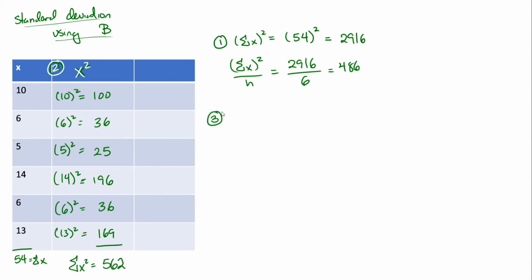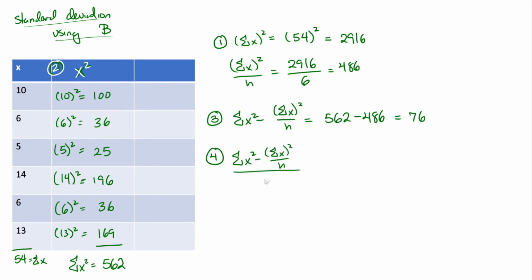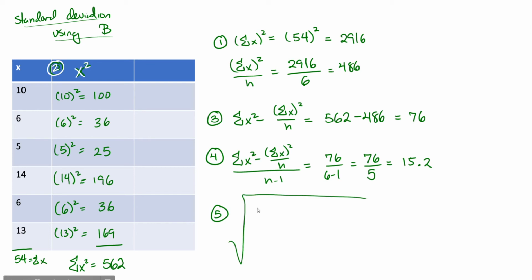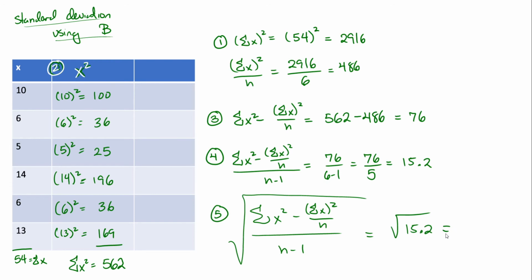Now for step 3, we need to subtract the value we got in step 1 from the value we got in step 2. And that gives us 76. Now for step 4, we need to divide the value we got in step 3 by n minus 1. Again, we get 15.2. Then for step 5, we need to take the square root of the whole thing. And again, we end up with a standard deviation of 3.8987.